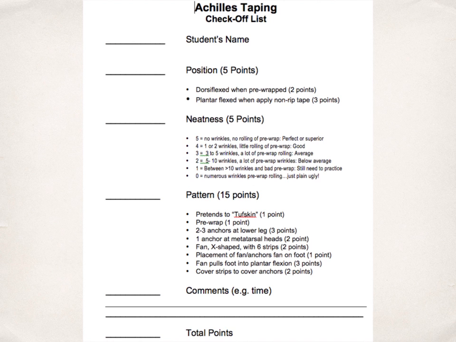Here's a checkoff list. It's also a rubric, and it's the checkoff thing I was talking about earlier. This is for a lab class that I taught. So this is for the lab test for Achilles taping. And it was out of 25 total points. They would actually do the skill in front of me. I'd watch them. And so if the athletic trainer put the patient in the correct position for the Achilles taping, they got 5 points.